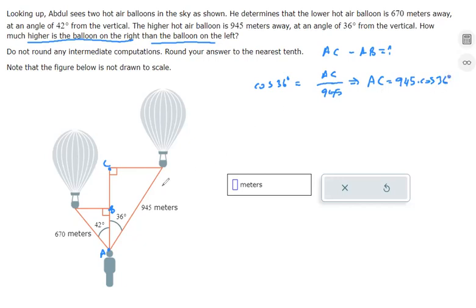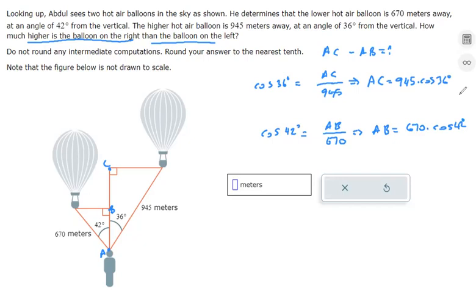Okay, and for the second one, if I look at this picture, I have the same reasoning. I do need AB. So AB is adjacent to this 42 degrees, and this is my hypotenuse. So if I use the definition of cosine in that case, cosine 42 will be AB over 670. And from here, you will get AB equals 670 times cosine 42.